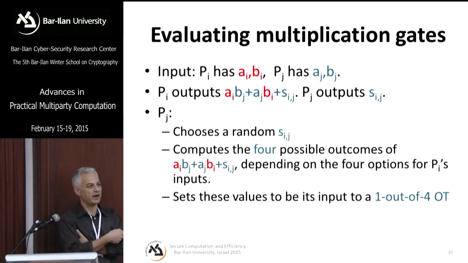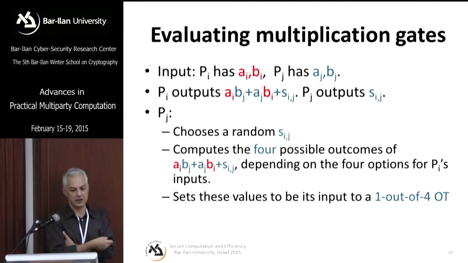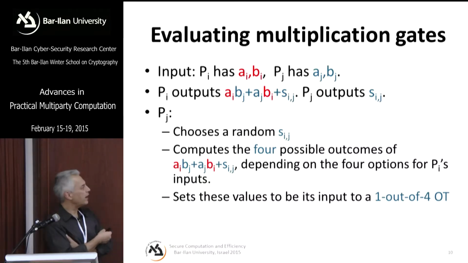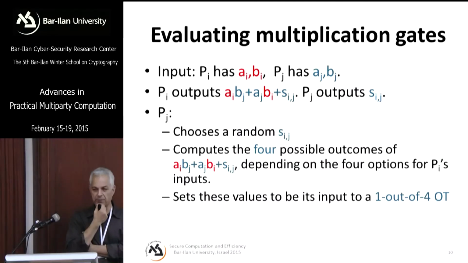Pj knows the blue values. He knows his shares, Aj and Bj, and he knows the value Sij which he just computed. Okay? Now he knows the blue values, and he knows that Pi has the red values, and each value is a bit. So there are two red values, so there are a total of 4 options for Pi's values. Ai could be either 0 or 1, and Bi could be either 0 or 1.